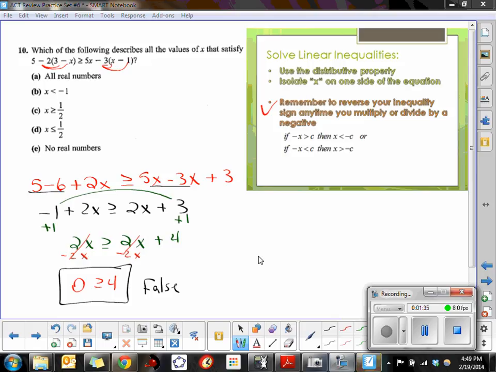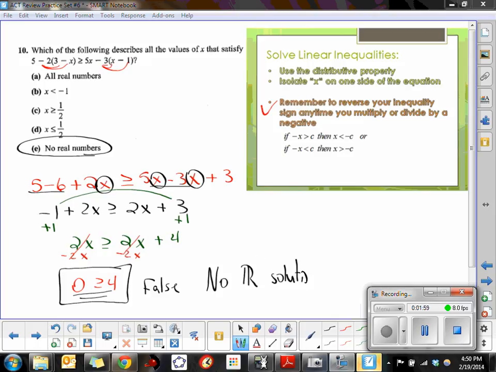So which of the following describes the values that satisfy this inequality? There are none. There are no real numbers that satisfy this, because no matter what we put in for our x in the original, even before we distribute, the x's drop out and we'll end up with a false statement. So there are no real solutions to this, which means it's impossible to find a value of x that will make that inequality true.